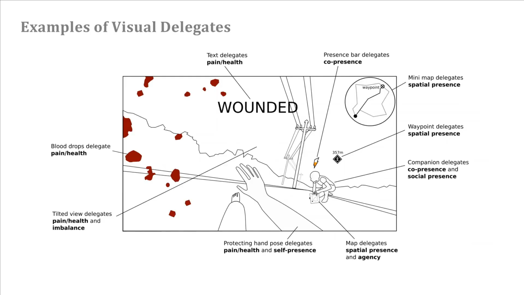Here we see some examples of visual delegates. The figure shows a game scene from first-person perspective. A crouching non-player character creates the perception of co-presence in the player. If this non-player character interacts with the player's virtual character as a companion, then the perception of social presence can also be delegated. A presence bar displayed above the non-player character indicates to what degree the non-player character perceives the player's virtual character. This visual delegate is also able to address the perception of co-presence. Blood drops on the interface layer delegate the perception of pain.